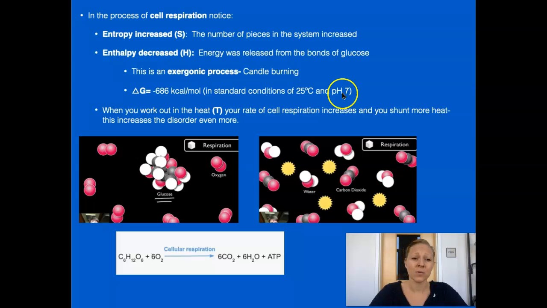And think of this, if you were to work out in the heat, the T, or the temperature, your rate of respiration will increase and you will shunt more heat, and that's going to increase the disorder in the system even more. Let's look at the reverse of this.